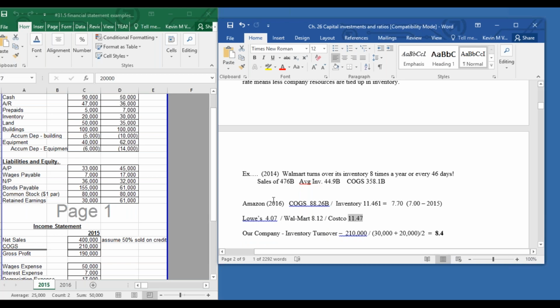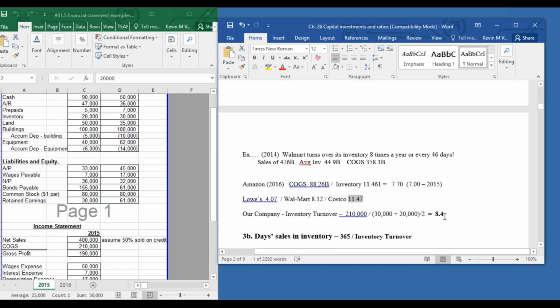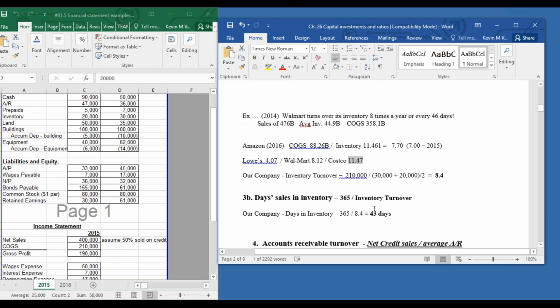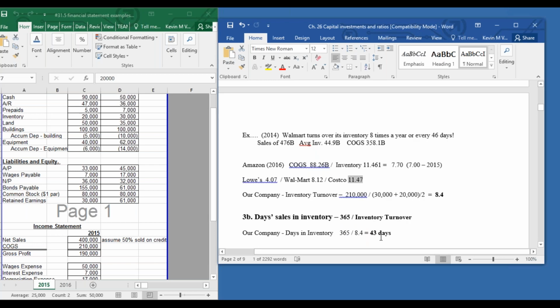Now, what I have for the next item is simply, if I turn it over 8.4 times, in days, how many days does it take me to turn it over? So all I simply do is take 365 days divided by my turnover number, and that's going to tell me that every 43 days, my inventory turns over. So that's pretty good. That's just a little over every month.